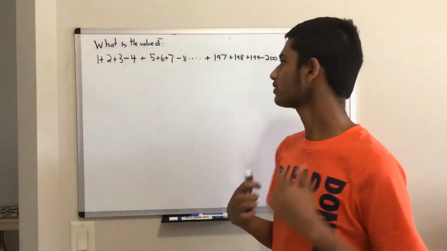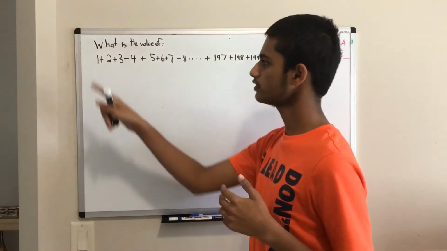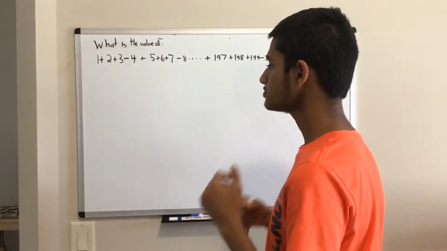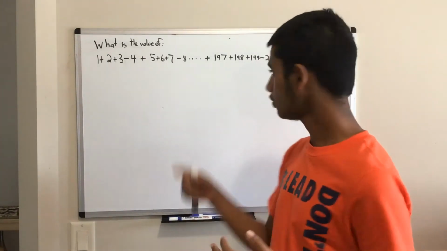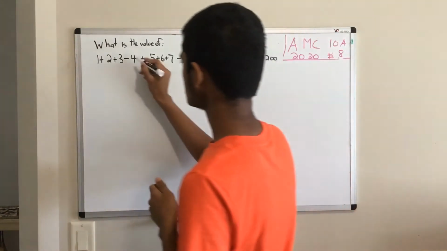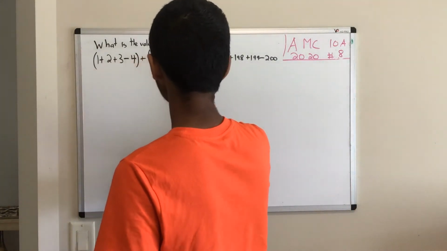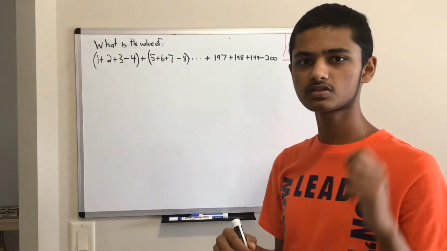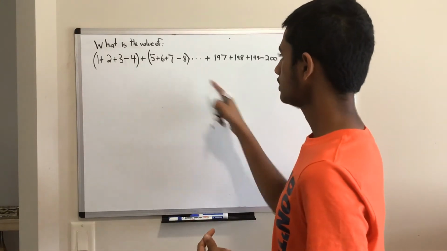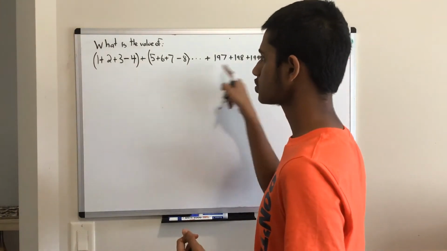So now let's look at problem number 8. So it's just asking us what the value of this expression over here is. 1 + 2 + 3 - 4, +5 + 6 + 7 - 8, and all the way to 200. And you see that this is grouped in terms of 4. The pattern repeats every 4 terms, so it's three numbers being added together and then subtracting the next number.